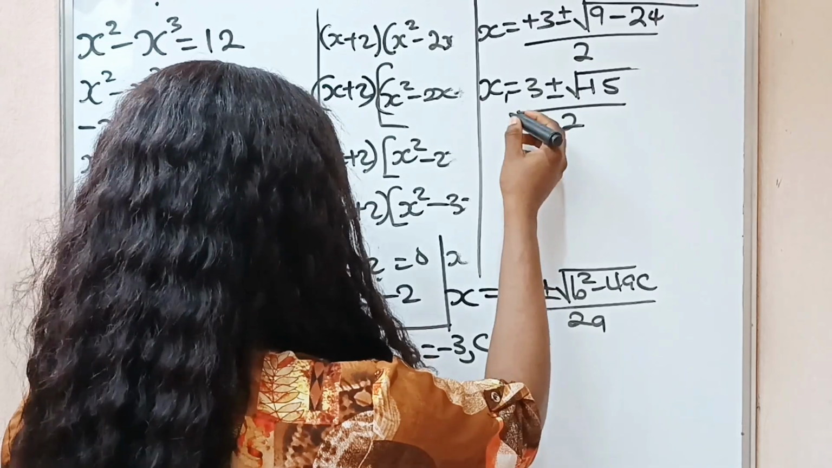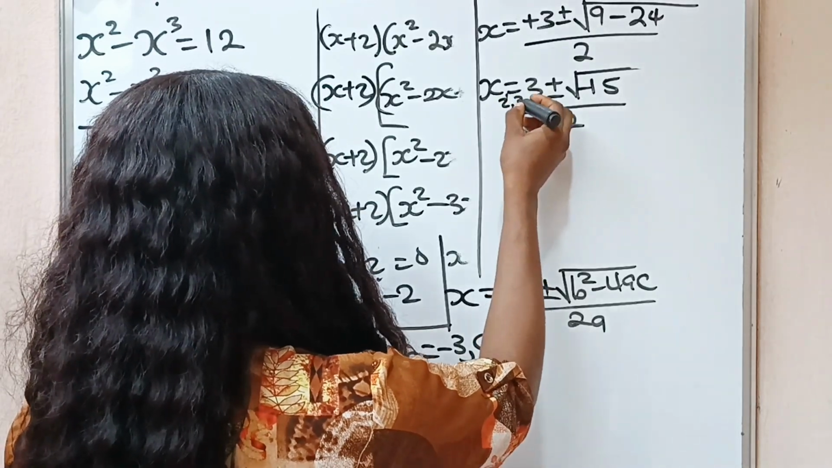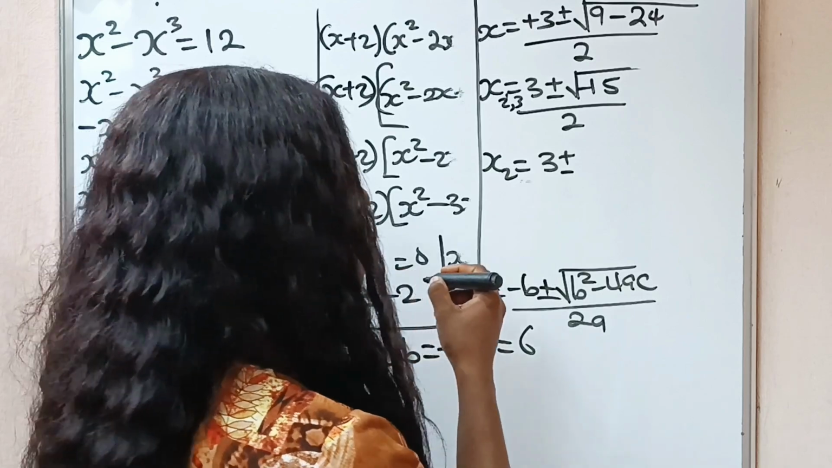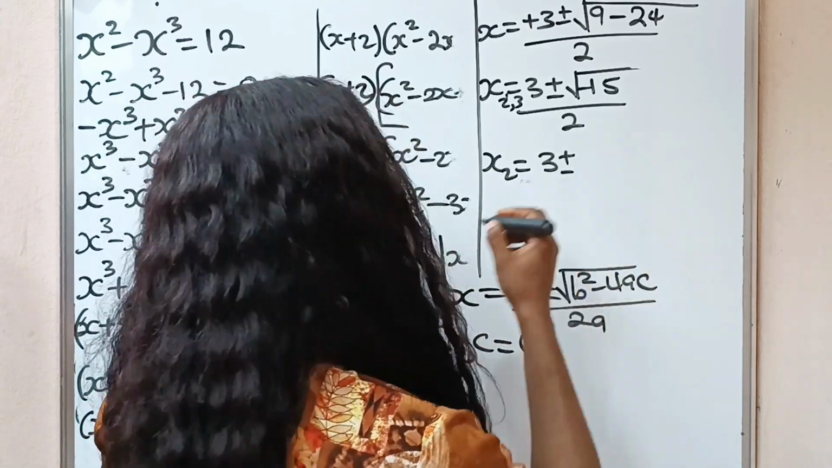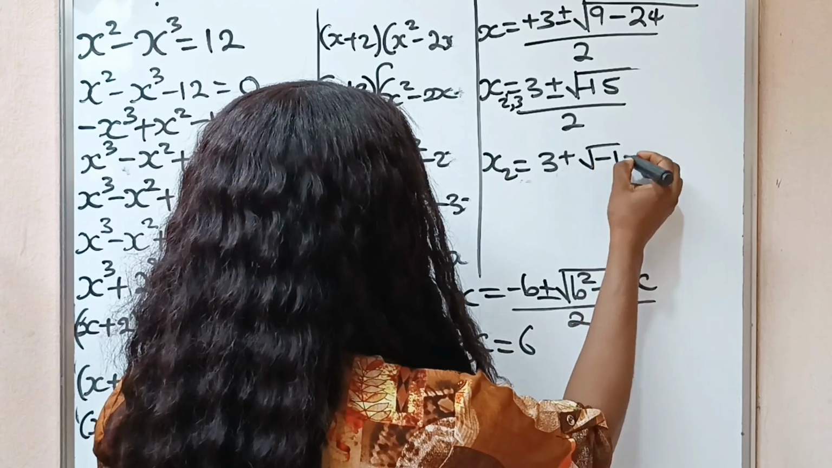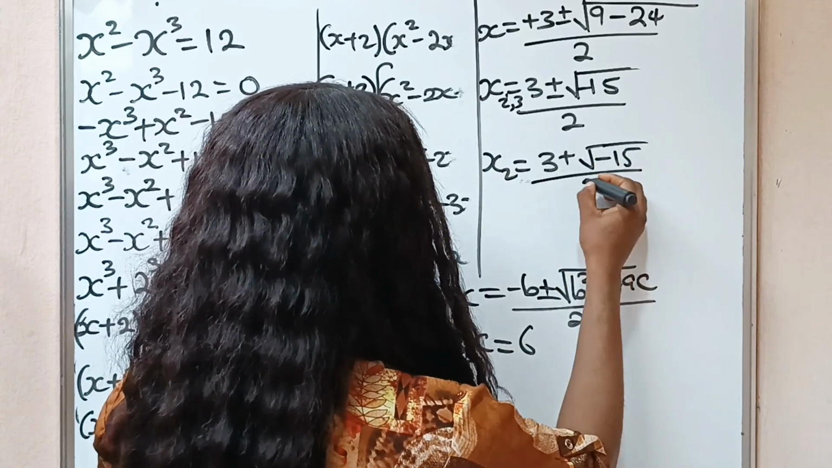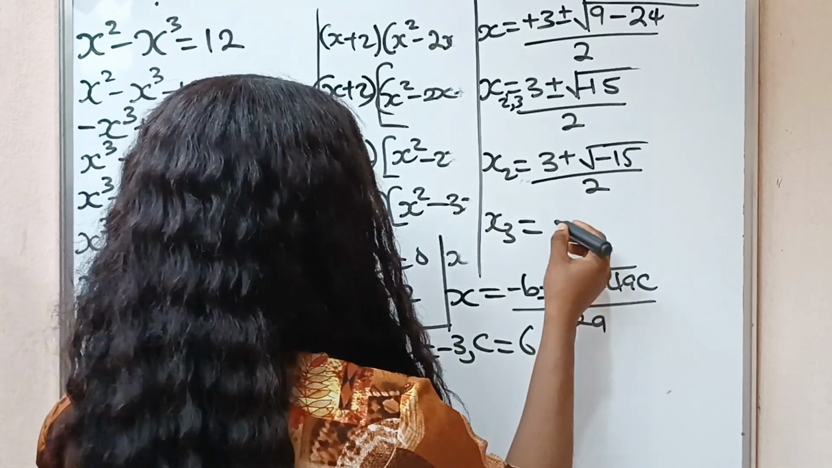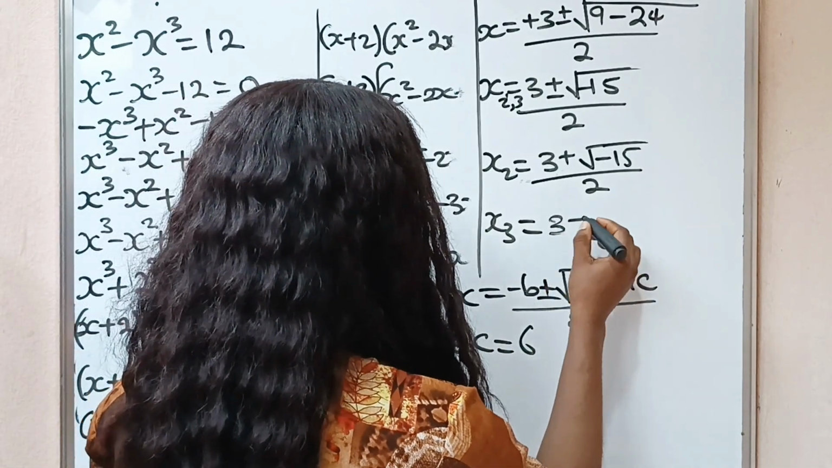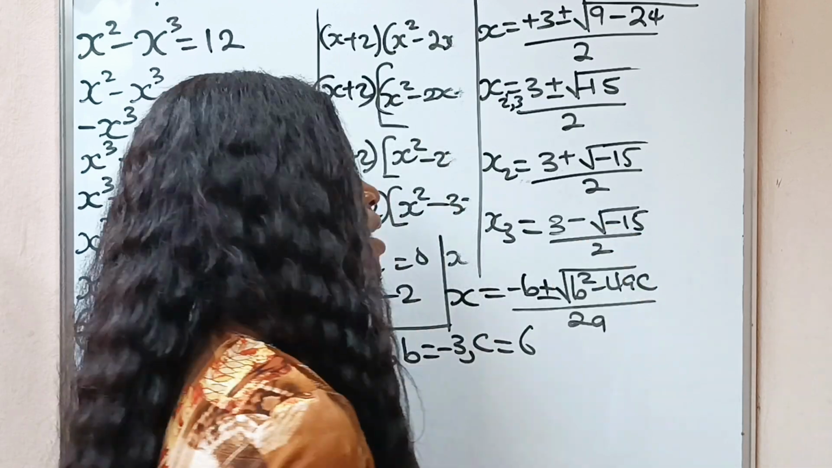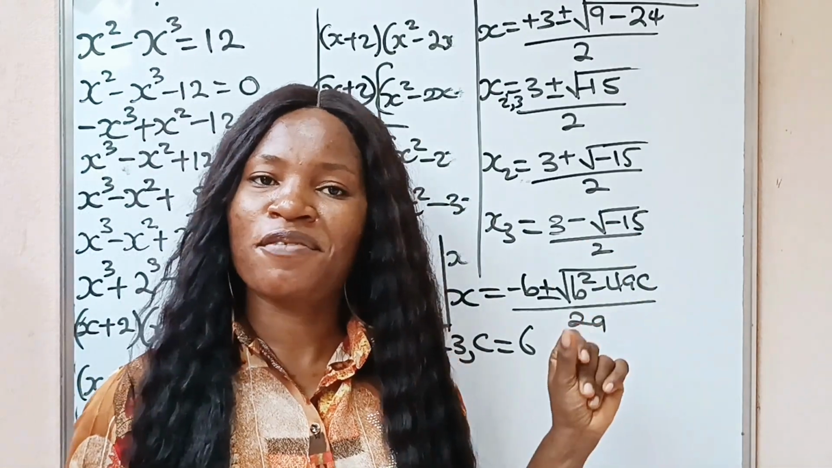So we can see that the second value of our x is (3 + √−15) / 2, and the third value of x is equal to (3 − √−15) / 2. Now these are the values of our x.